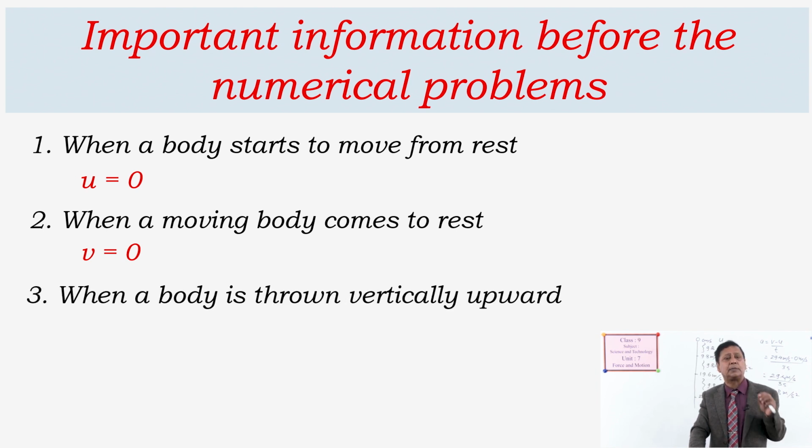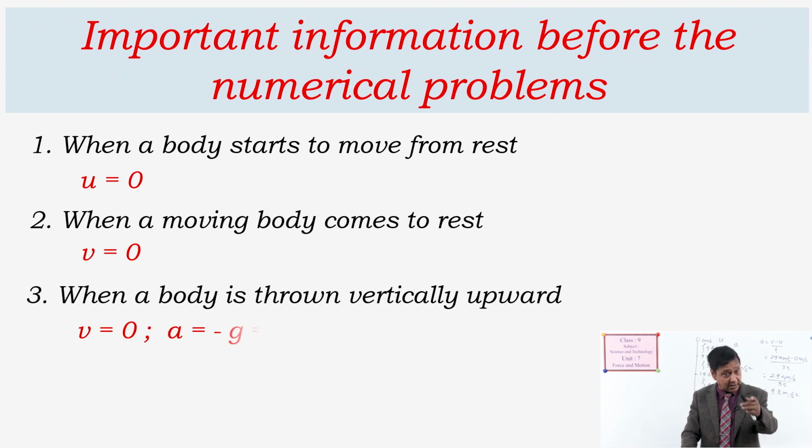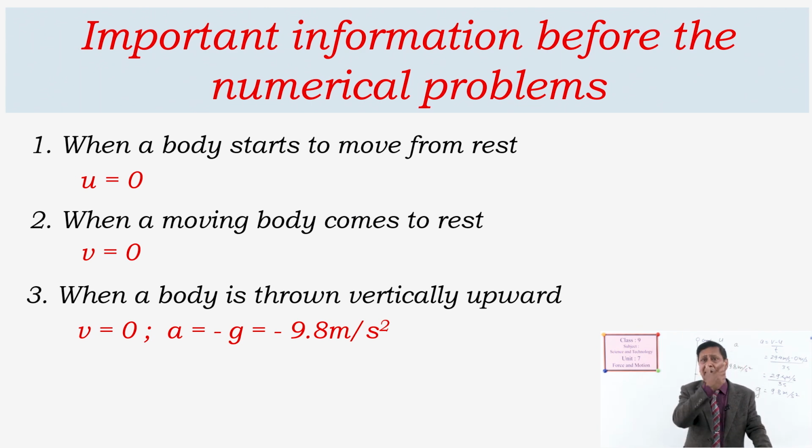Next, when a body is thrown vertically upward, what can we expect? Every second its velocity goes on decreasing and decreasing. And at maximum height, its velocity becomes 0, isn't it? And that's why the final velocity is 0. We can take v equal to 0. If you are told in a numerical problem that a body is thrown vertically upward, then you can take the final velocity as 0.